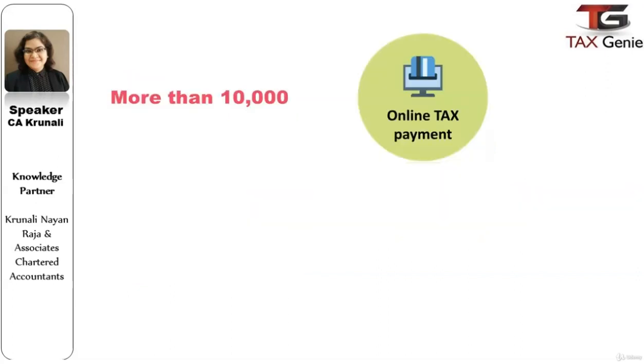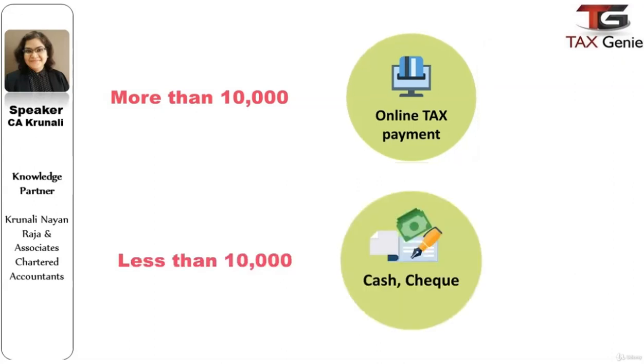With the Digital India drive being adopted by the current government, GST is encouraging most payments to be made electronically. Therefore, any payment greater than Rs 10,000 would compulsorily have to be made electronically under the GST law. All payments less than Rs 10,000 can be paid by cash or cheque at the government authorized banks.